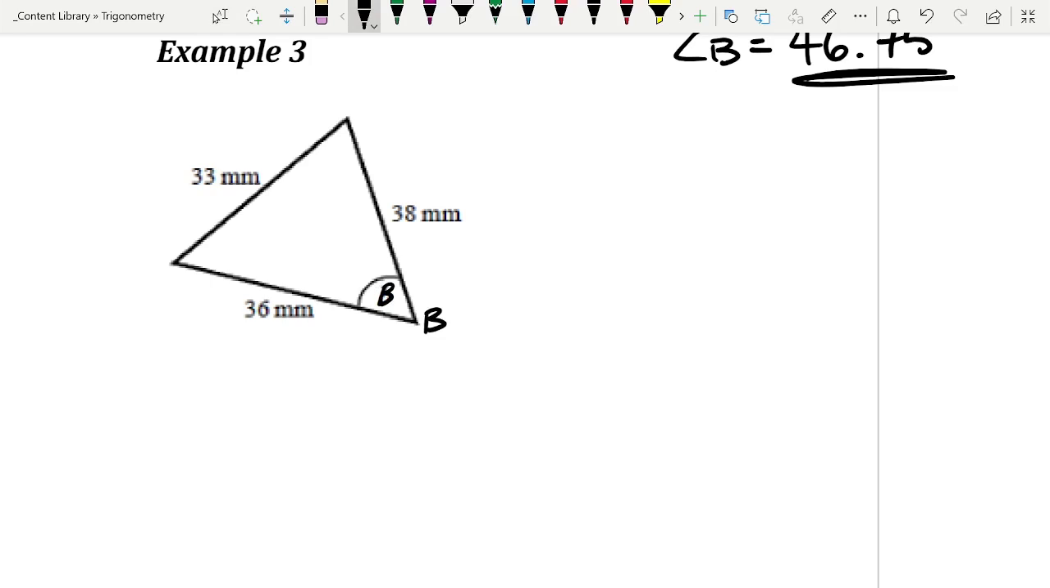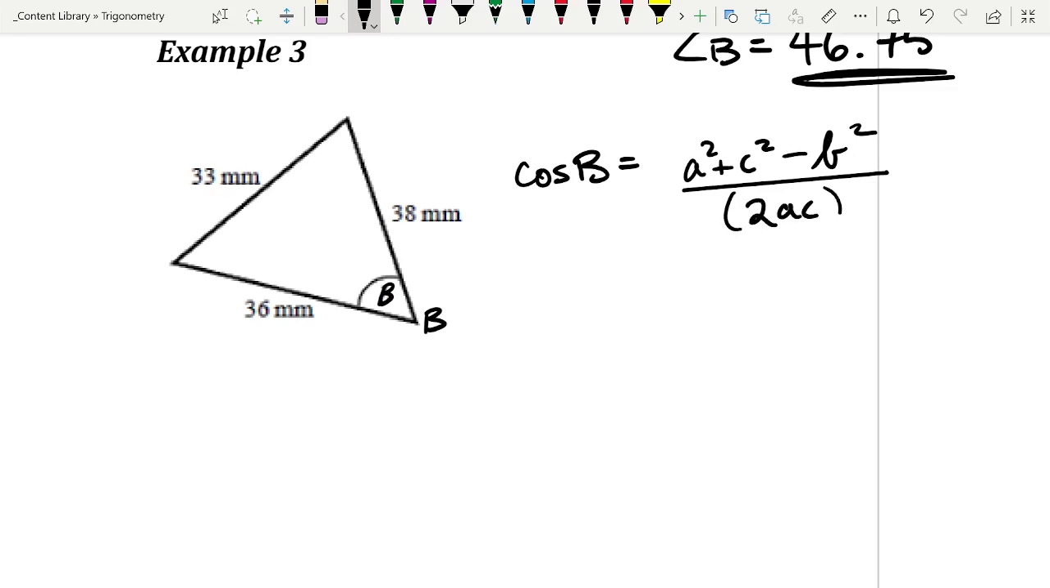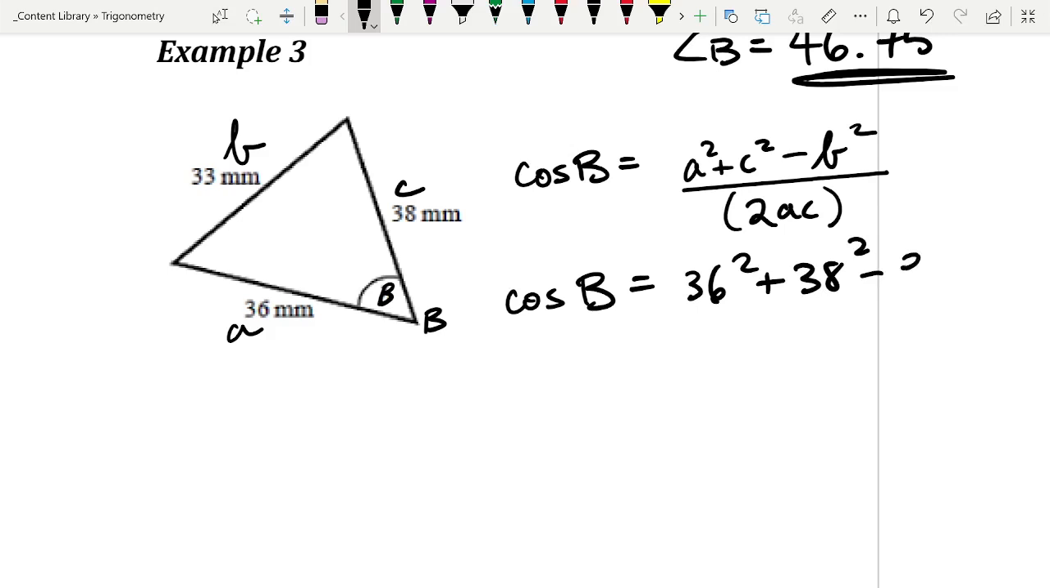So we are looking for angle B, which means the B is what's being subtracted and the A and the C are being plussed. And on the bottom, it's A and C. All right, so the cosine of angle B is, now does it matter? This one has to be B. It doesn't matter which one's A. I'll make this one A and this one C. If you did it the other way, we'll get the same answer. At least we should. So 36 squared plus 38 squared minus 33 squared all over 2 times 36 times 38.